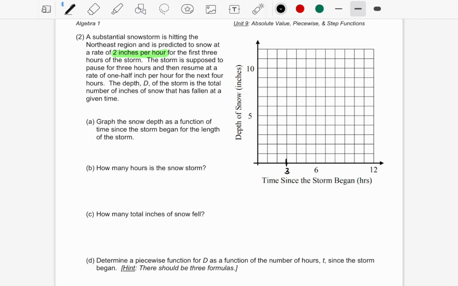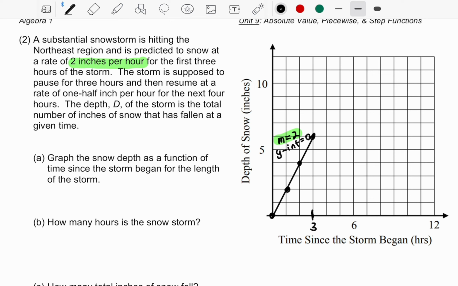All right. The assumption here is that there was no depth of snow initially. When the storm began, there was no snow on the ground, so that would be 0. Then up 2, over 1, up 2, over 1, until you get to the 3rd hour. Now I have the slope. m is equal to 2. They told us that. And the y-intercept is 0. All right, slope is 2, y-intercept is 0.